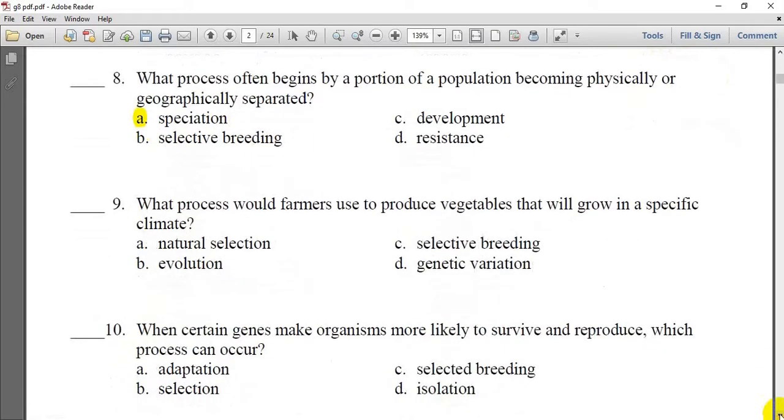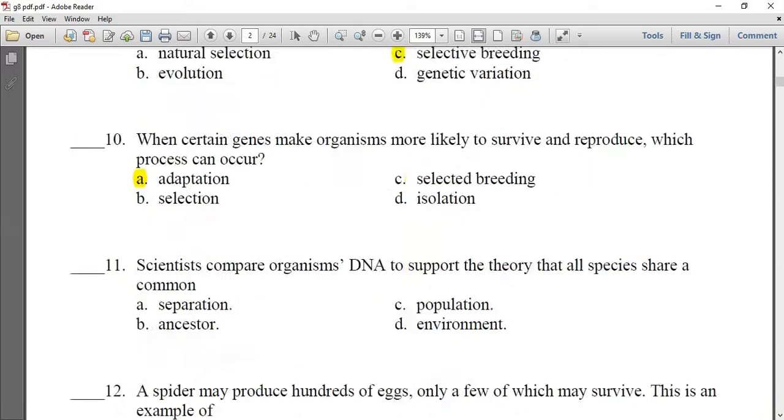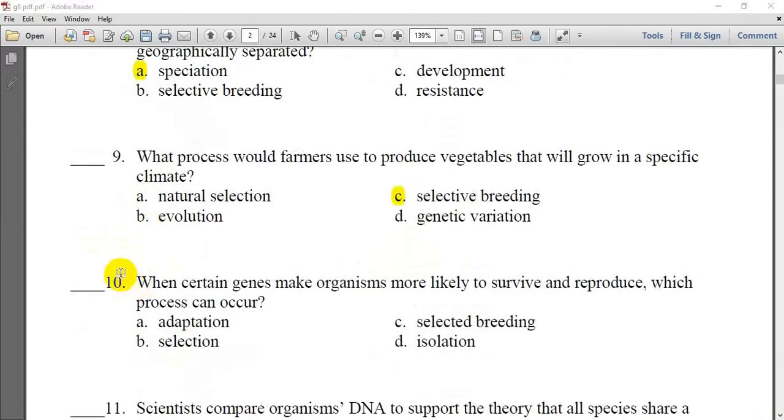Question 9. What process would farmers use to produce vegetables that will grow in a specific climate? This is called selective breeding. So now question 10. When certain genes make organisms more likely to survive and reproduce. This is also the same meaning as natural selection, so the answer will be selection.